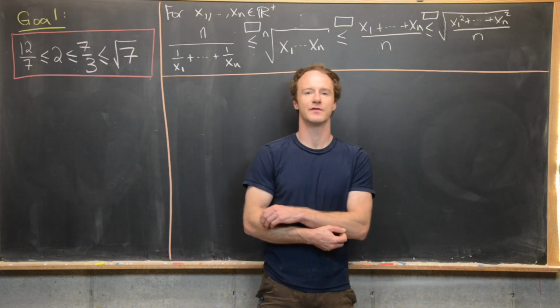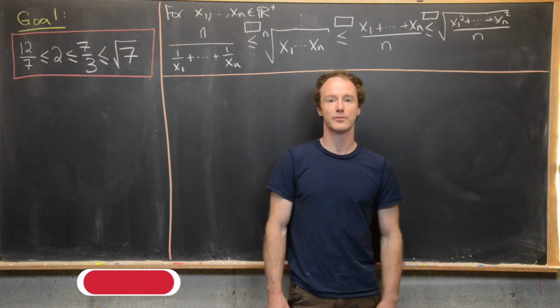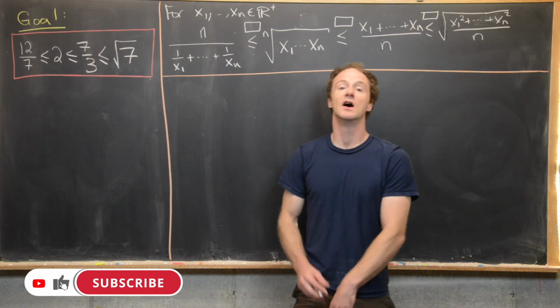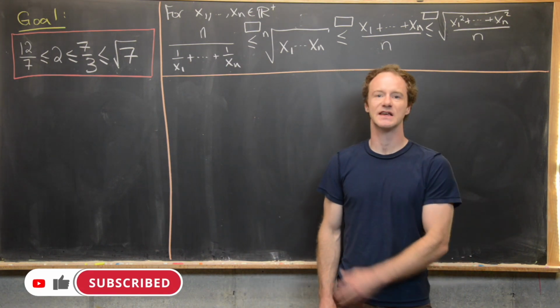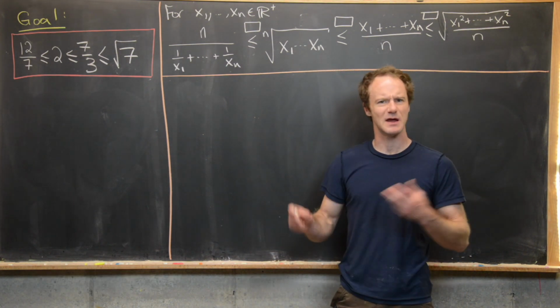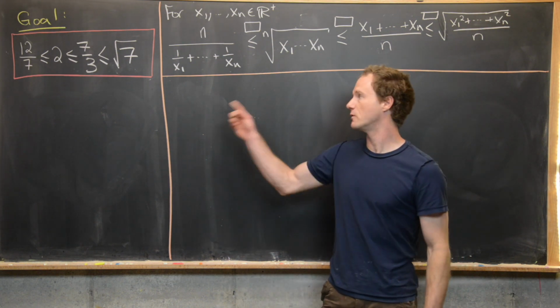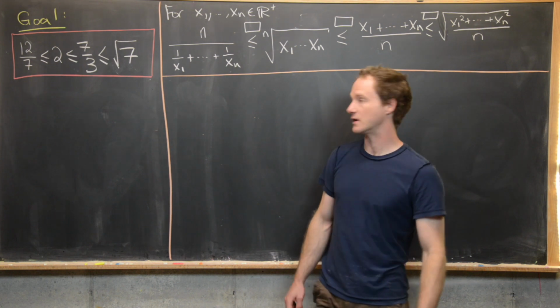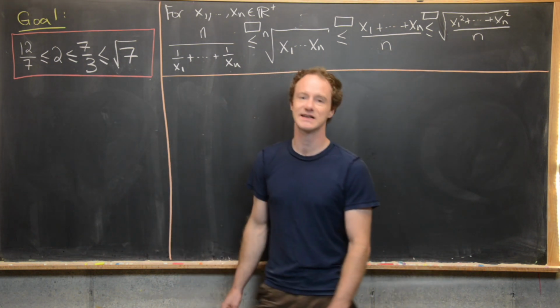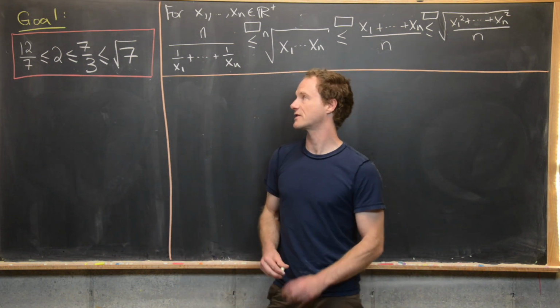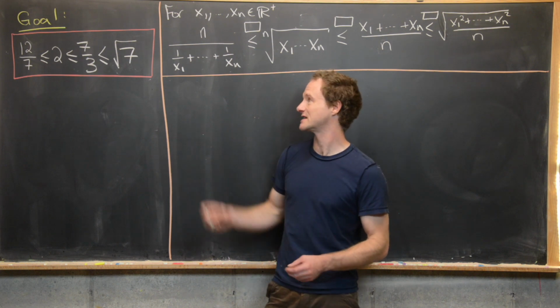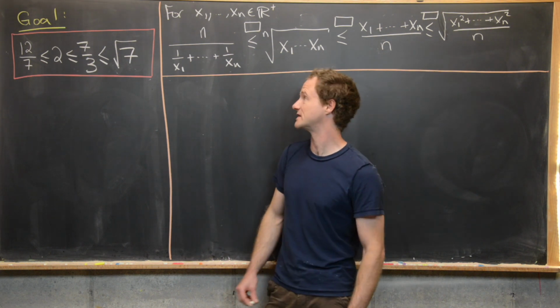Welcome to another episode of the Overkill series, where we solve a pretty easy math problem using absurdly complicated means in order to highlight some maybe facts in mathematics that you haven't seen before. So here we're going to prove an inequality, and it's a compound inequality, that 12 over 7 is less than or equal to 2, which is less than or equal to 7 over 3, which is less than or equal to the square root of 7.